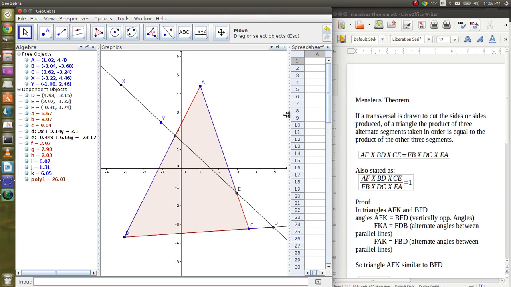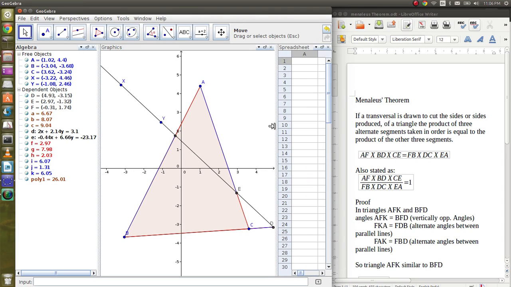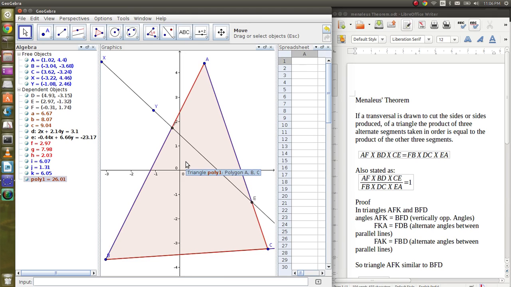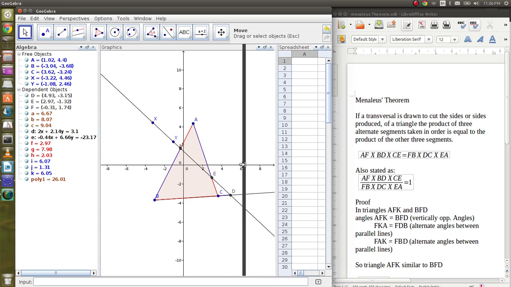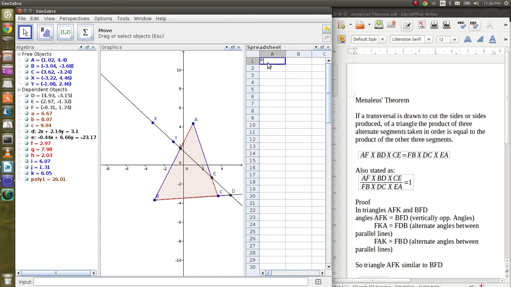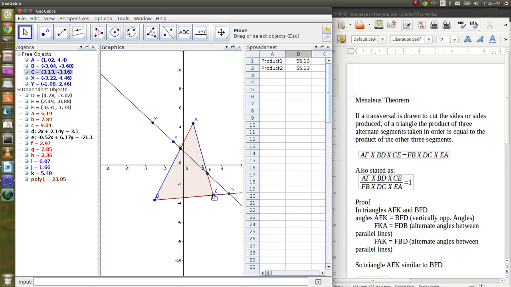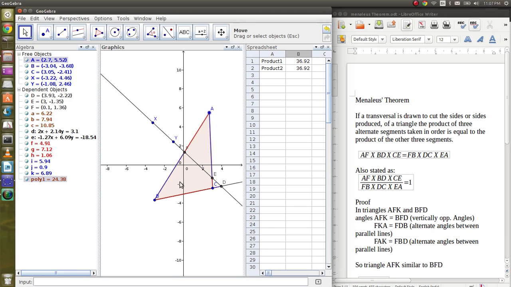So this is it. Okay, now I will show this using a spreadsheet. Let's pull it out a little and zoom this. Make this small. Okay, so product one would be the product of the red lines, and product two would be the product of the blue lines. They should come the same according to Menelaus theorem. Product one is F into G into H, these ones, and product two is I into J into K. Yes, they come the same. Let's move them around a little. This comes the same always.